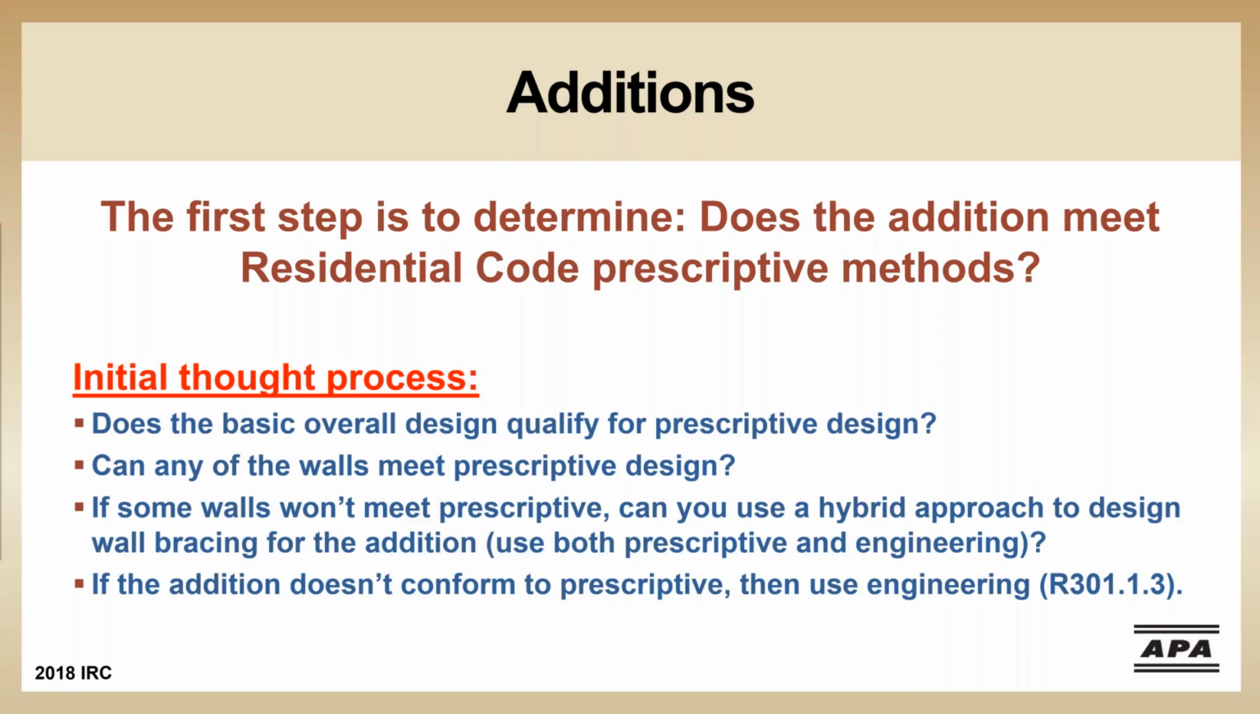Before we get too deep into your additions wall bracing design, look at the overall plan configuration and consider if the structure will qualify for prescriptive design. Check for things like irregularities, plan geometry, story-to-story stacking, wall heights, dead loads, concrete or masonry construction, etc. If some walls don't qualify for prescriptive, maybe you design the addition as a hybrid where some but not all the walls might need engineering. If none of the walls or structure qualify prescriptively, you'll be required to use engineering for all your wall bracing.